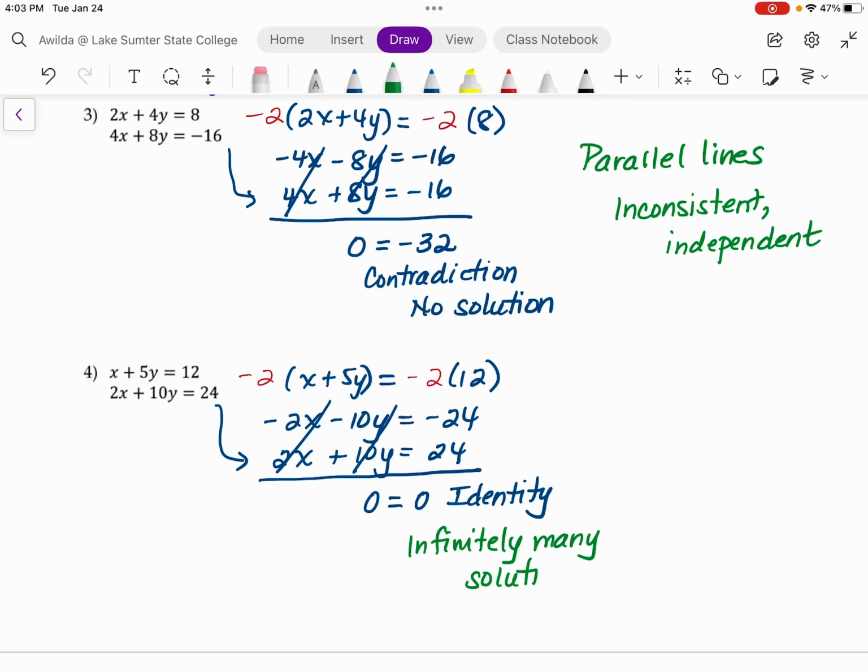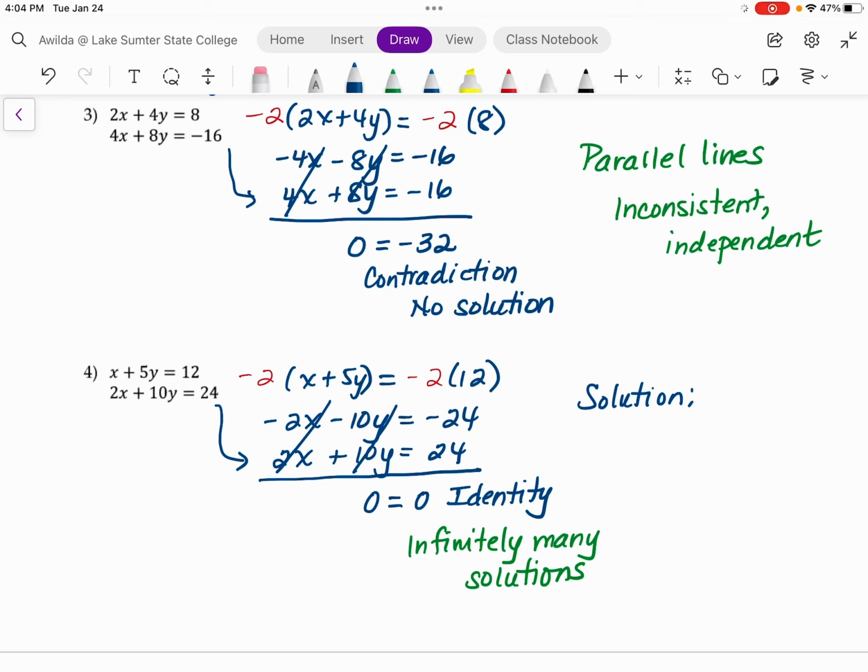In fact, if we think back to what this means conceptually, these two equations represent the very same line. That means that the two lines are represented by a single graph, and every point on that graph is considered a point of intersection or a solution. So the solution set can't be written as a list. It must be written in set builder notation.